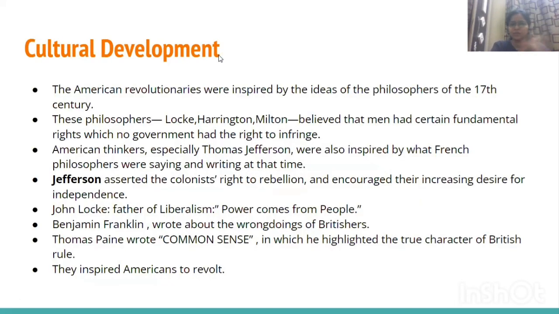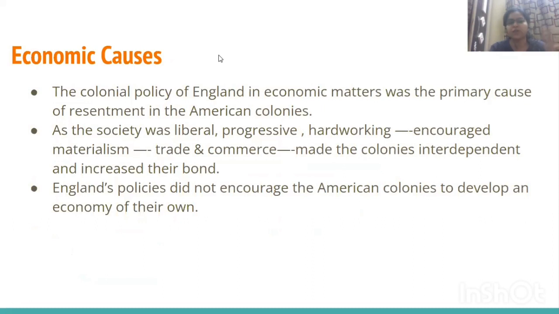Fine. Then we saw cultural development, that is the role played by different thinkers of the time. These thinkers inspired Americans. We have studied Thomas Jefferson, John Locke, Thomas Paine, Benjamin Franklin. These were the important scholars who inspired Americans to revolt. And the most important thing which we studied, that is economic causes. The first question which we saw was that the American Revolution was a revolt against mercantilism. So that directly hits this cause, that is the economic cause, right?